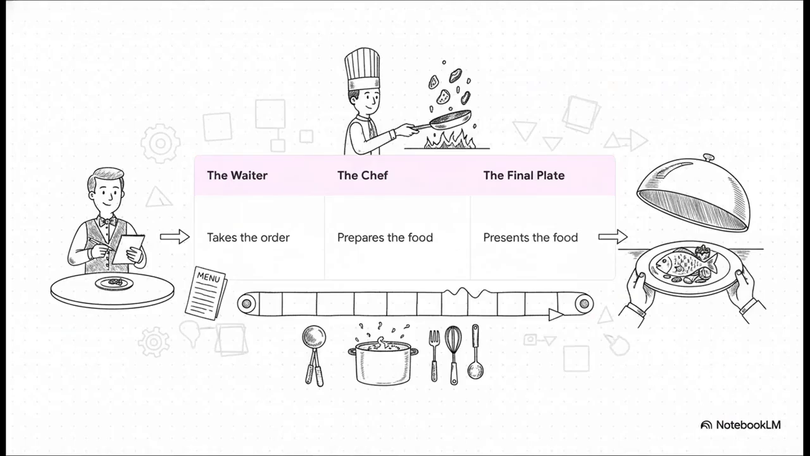So, you're sitting at your table. You've got the waiter who's there to take your order. Out back in the kitchen, there's the chef who's actually making the food. And then, finally, you've got that beautiful final plate of food that gets brought out to you. Each one has a very specific job, right? And they all work together seamlessly.